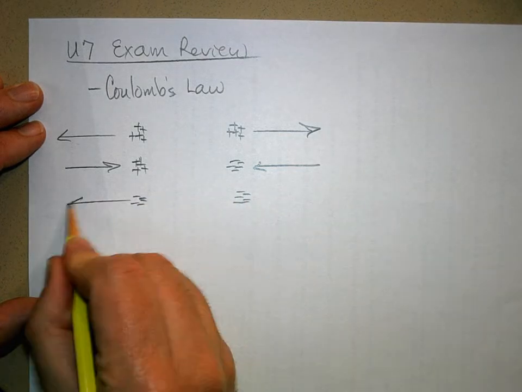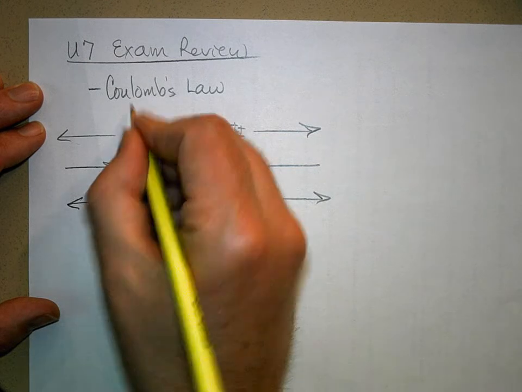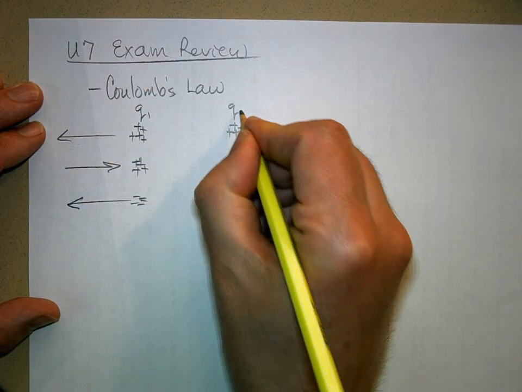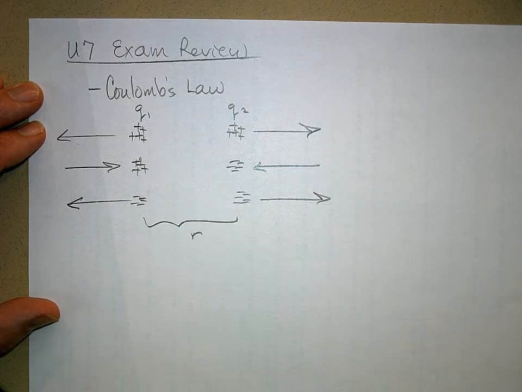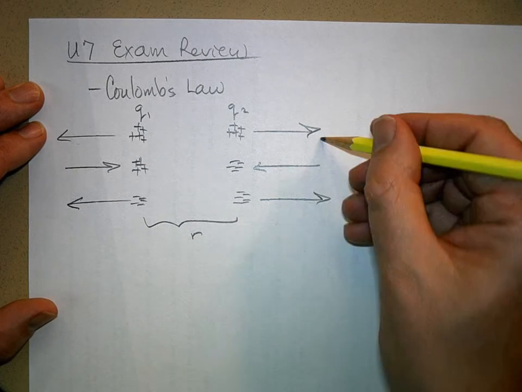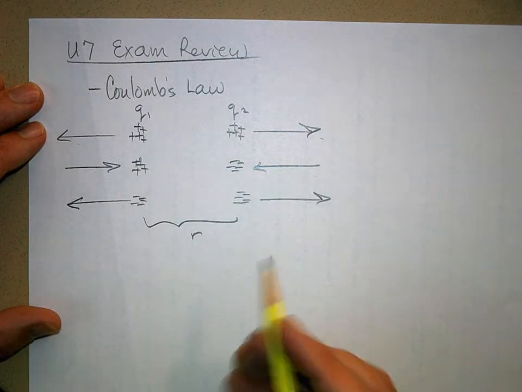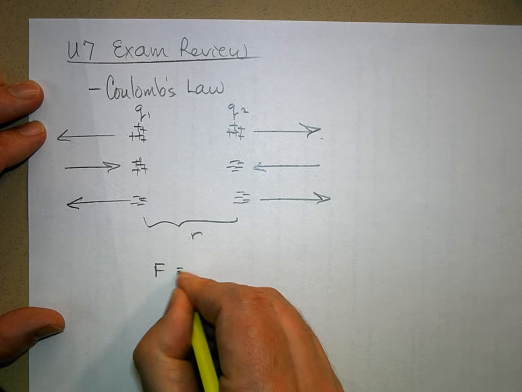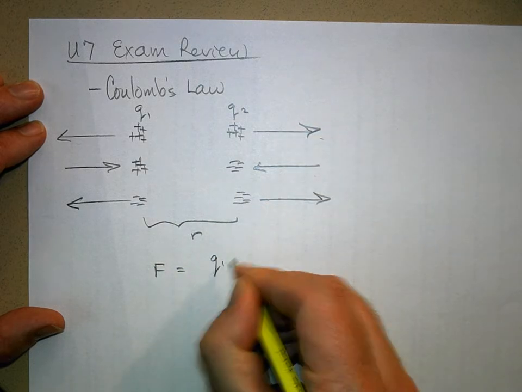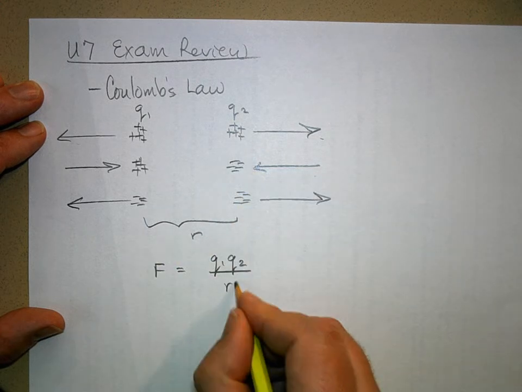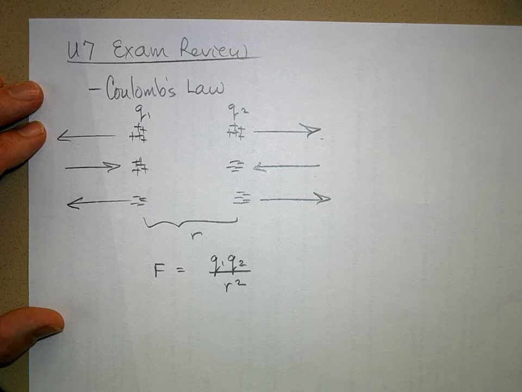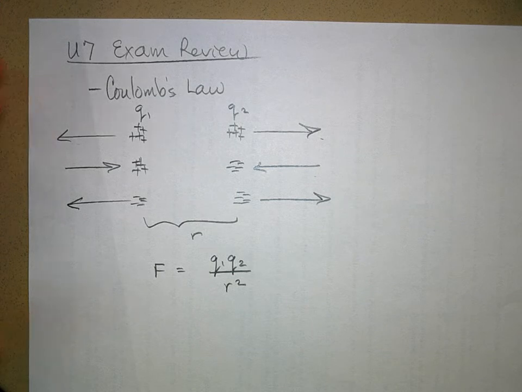And experimentally, they've determined that we'll call this side Q1 and this side Q2. And here we have a distance between them. We'll call that R. That the magnitude of these forces of repulsion or attraction is proportional to the charges, inversely proportional to the square of the distance between them. And that's it. That's all you can vary. You can vary the amount of charge, and you can vary how far apart that charge is.